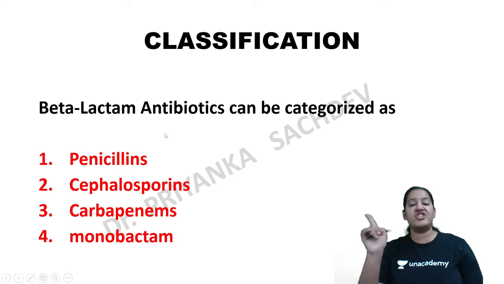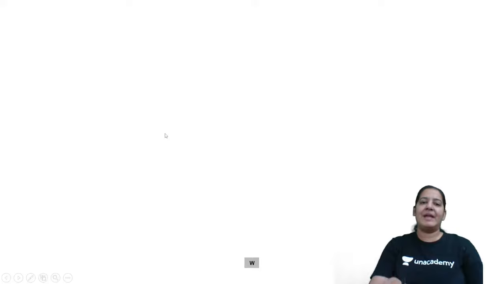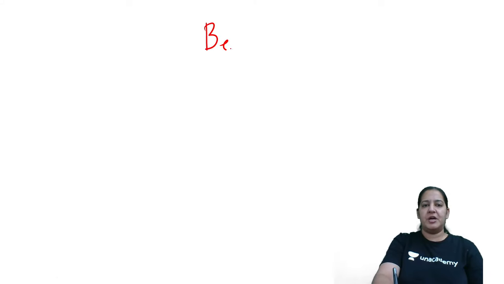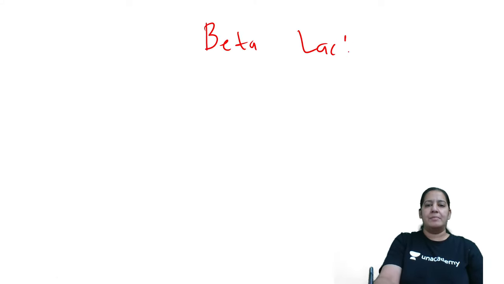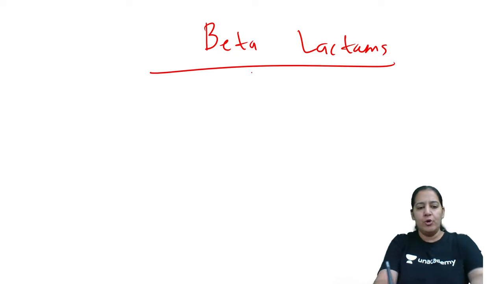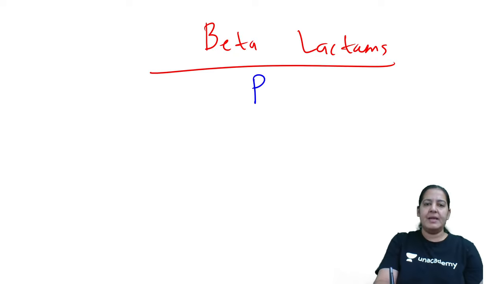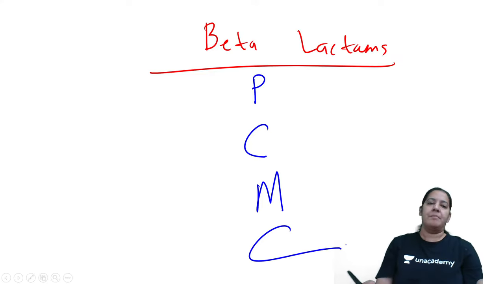Let's start the first chapter, penicillin. Again and again, I'm telling you, I'm teaching you the chapter beta lactams. Beta lactams include four chapters: penicillin, cephalosporin, monobactam, carbapenem. I will teach you all four chapters now. Right, so the first chapter is penicillin.